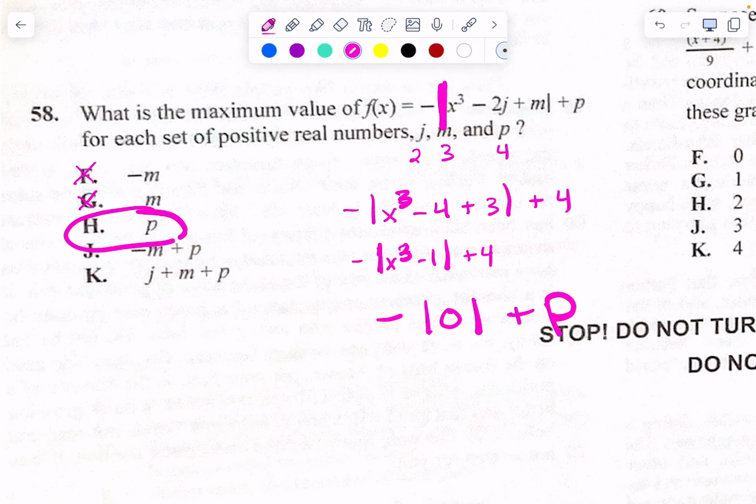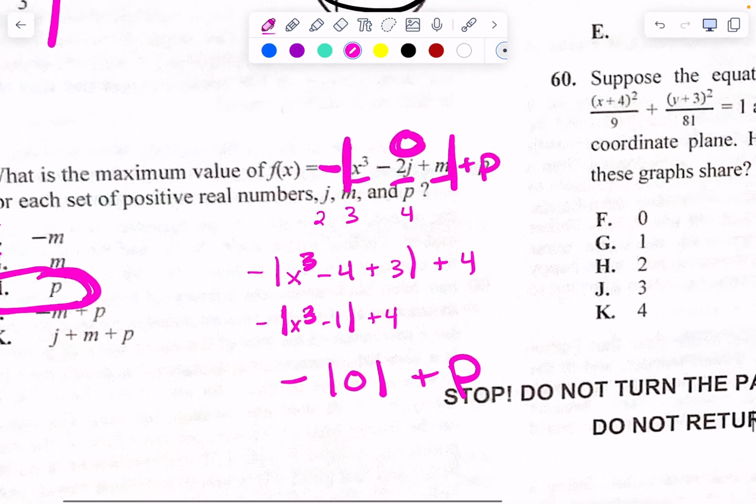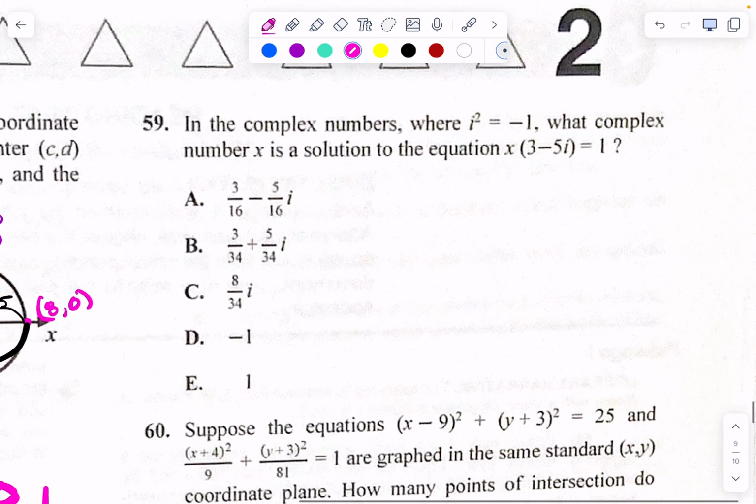Okay, absolute value. I don't care what these numbers are right here. The smallest value that could be is 0, right? It can't be a negative coming out of an absolute value. So basically I have negative 0 plus P, whatever P ends up being. And negative 0 plus P is going to give me the highest value because I'm subtracting the lowest value. And so the answer would be H. That was a tough one. That made me think a little bit. Probably would have taken me 60 minutes. Yeah, that was definitely a skip one.